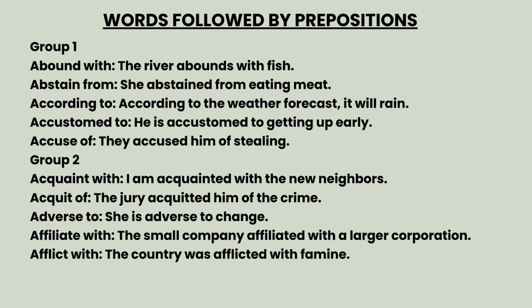Group 2. Acquaint with, I am acquainted with the new neighbors. Acquit of, the jury acquitted him of the crime. Adverse to, she is adverse to change. Affiliate with, the small company affiliated with a larger corporation. Afflict with, the country was afflicted with famine.